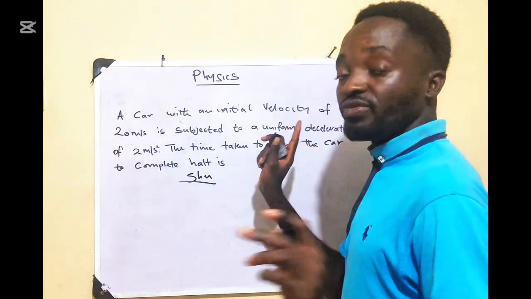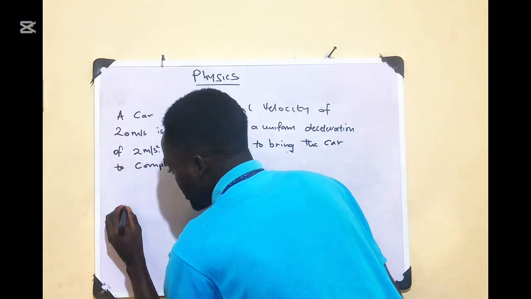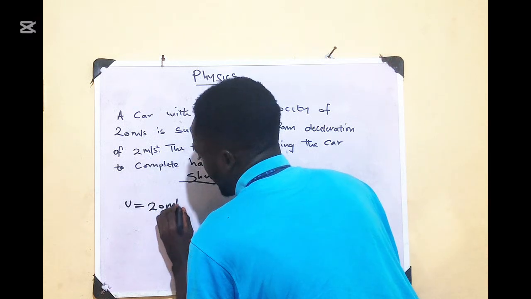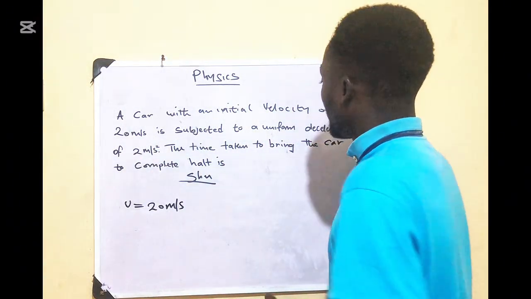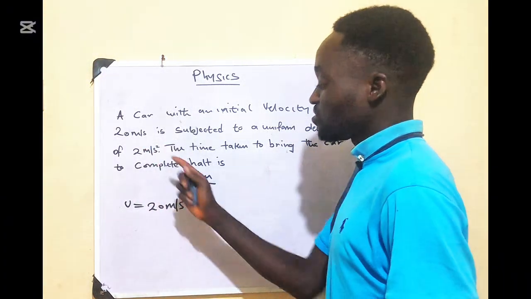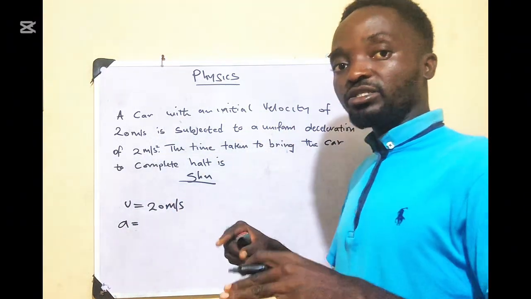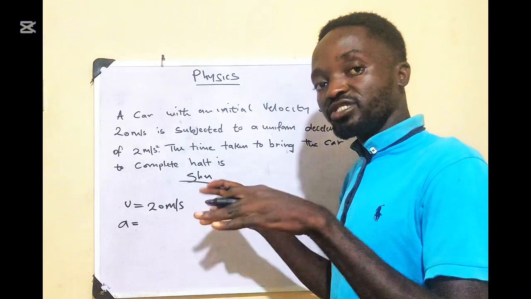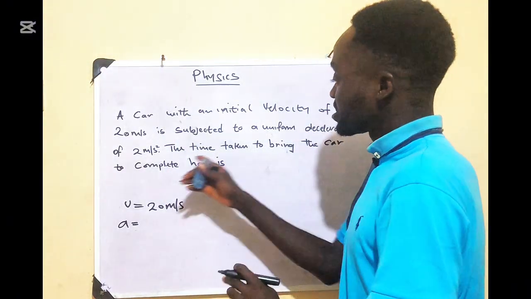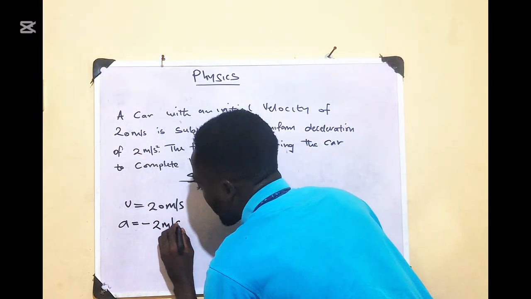First thing we need to do is to bring out what we have been given from the question. So you can see that we have an initial velocity, u, which is given as 20 meters per second. Again, the car is subjected to uniform deceleration. This is an acceleration, but because you are reducing your speed, this acceleration is going to be negative. So it's negative 2 meters per second square.